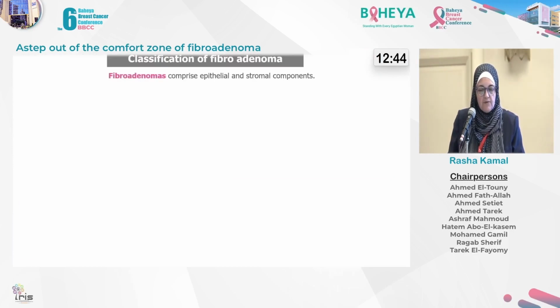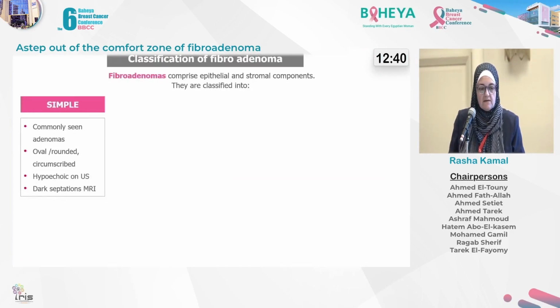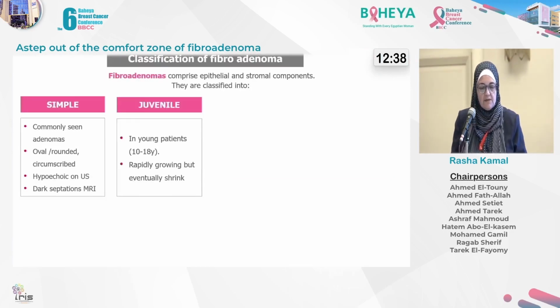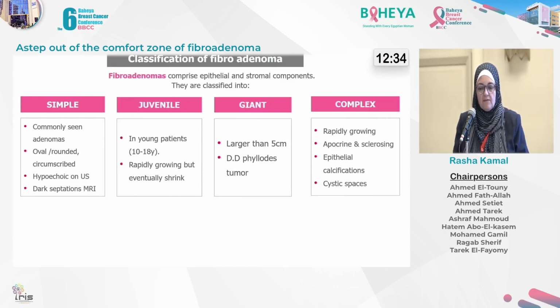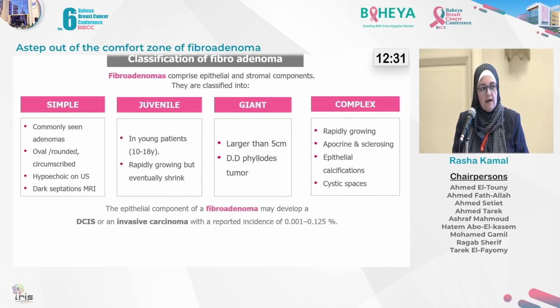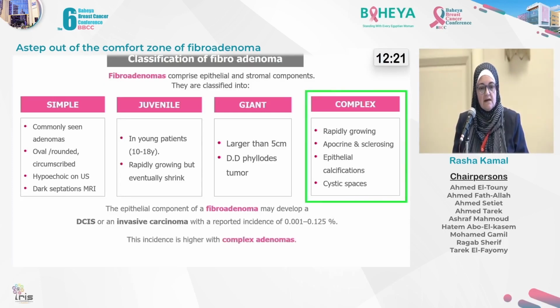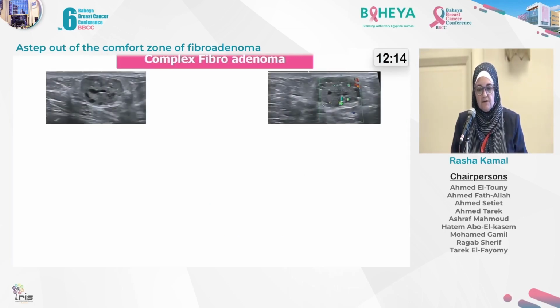Fibroadenomas comprise both an epithelial and a stromal component, and they are classified into simple fibroadenomas, juvenile fibroadenomas, giant fibroadenomas, and complex fibroadenomas. The epithelial component of a fibroadenoma may develop a DCIS or an invasive cancer with a reported incidence of 1 in 1,000. And this incidence is higher with complex fibroadenomas, and therefore we're going to take a stop and have a look at these complex fibroadenomas.